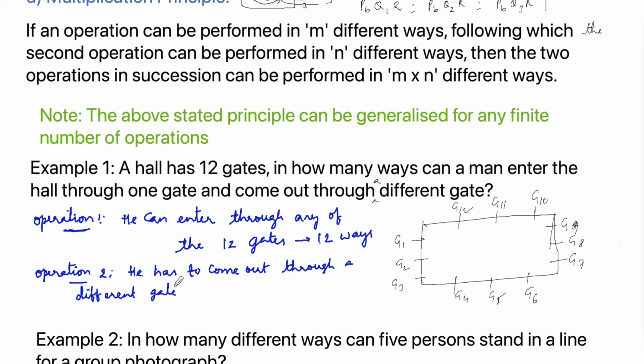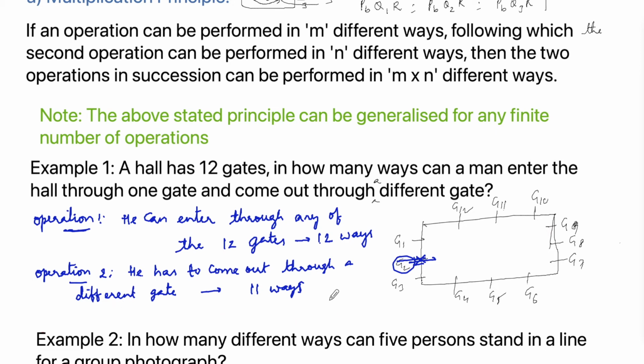Suppose, let us assume that he has entered through gate 2. Now he is inside, and now he has to exit. So he cannot come out of gate 2, so gate 2 is closed. Now how many possibilities are there? 11 possibilities. So coming out through a different gate can be done in 11 ways. If one gate is already selected for entering, then the remaining 11 gates are possible for him to exit.